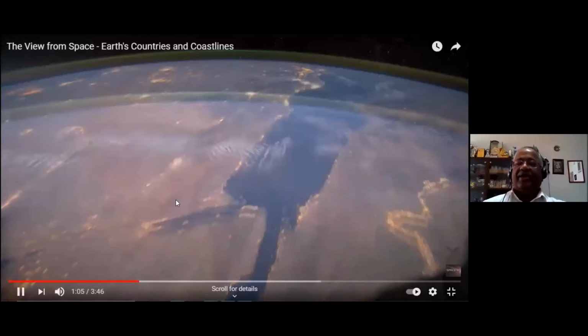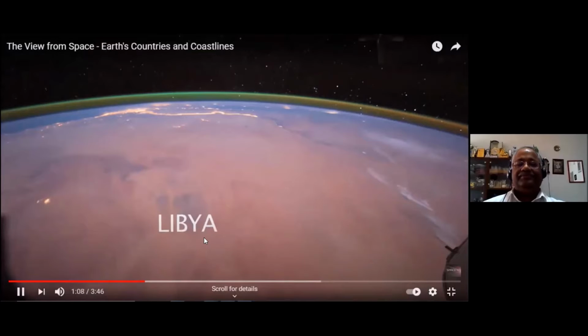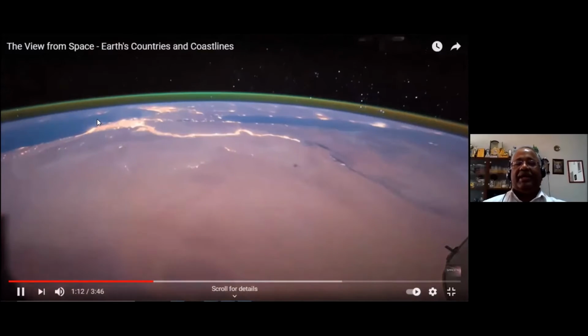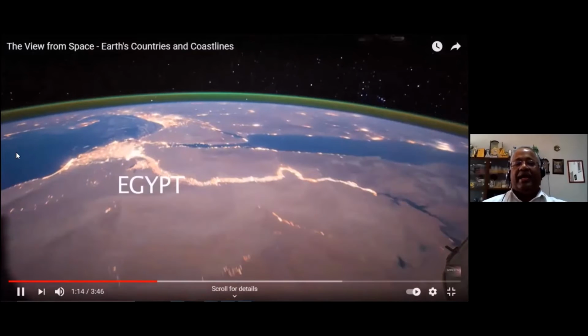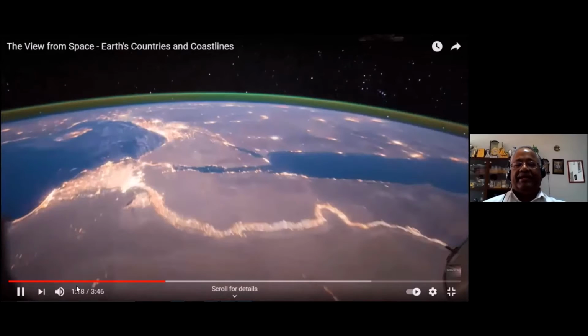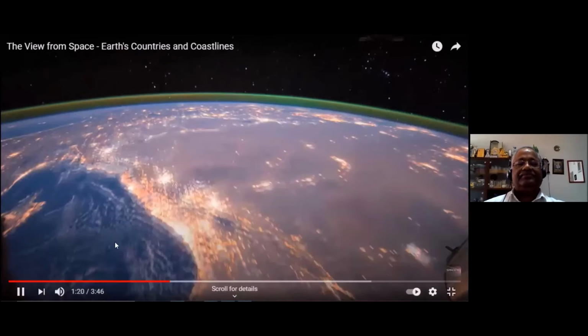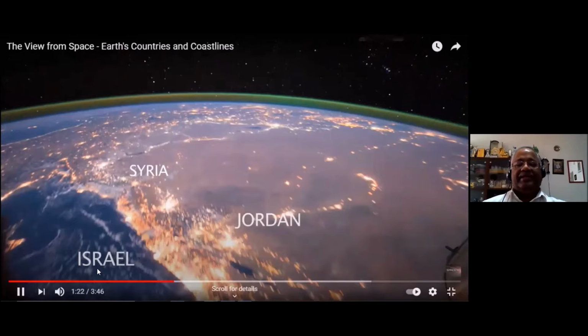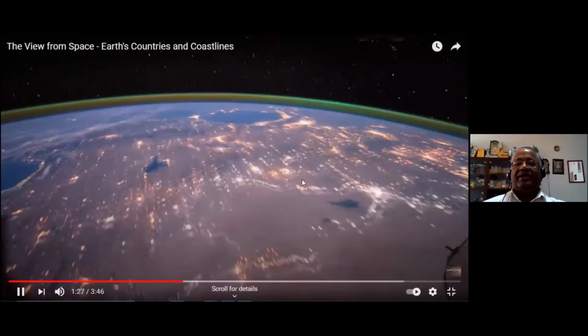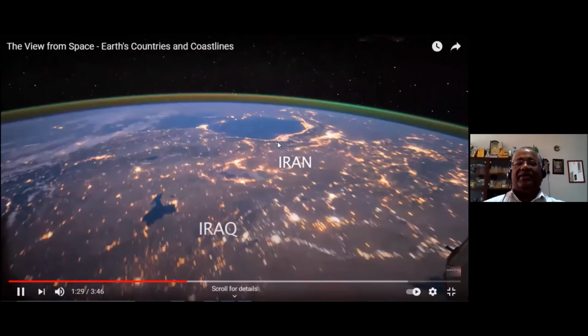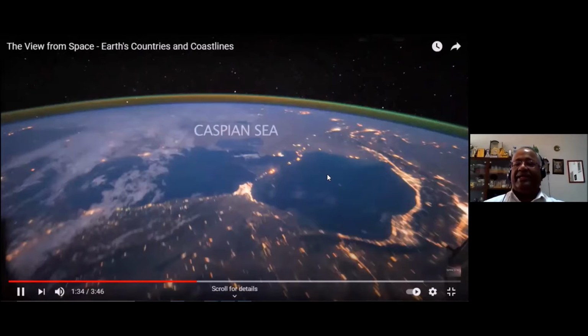This is the Red Sea. We are near the Red Sea. Libya, a desert country. But then on one side you have the Mediterranean Sea here, Nile Delta. Israel on the seaside, and you can see Iraq and Iran around the sea area here. This is the Caspian Sea, a landlocked sea.